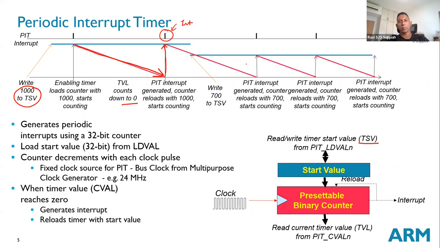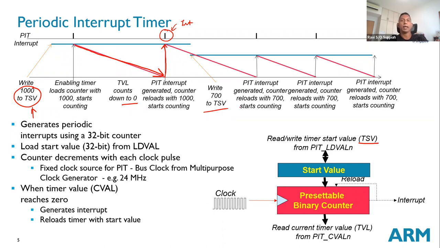And this will just keep on happening. As long as the timer is running, you can load it with any particular value, which you can also change at any time. For example, here you started off at 1000, then you can change it to 700. Every time it counts down to zero and overflows back to the top, you just generate an interrupt.